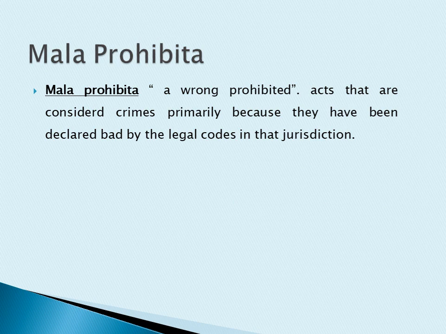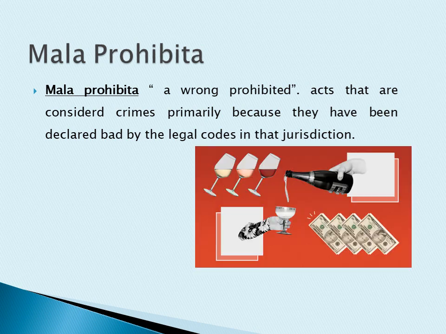Mala prohibita. Mala prohibita means a wrong prohibited. They are the acts that are considered crimes primarily because they have been declared bad by the legal courts in that jurisdiction. So it is an act which is not inherently immoral but becomes so because its commission is expressly forbidden by positive law. For example, selling and drinking of wine is not a crime in India, but it is a crime in Saudi Arabia.